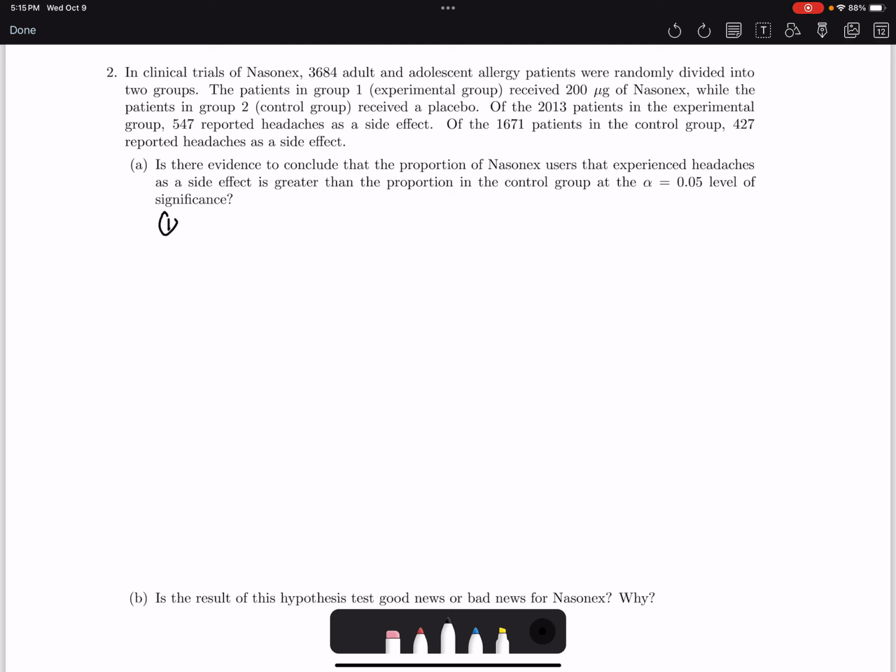Well, the null hypothesis is going to be that there's no difference. The alternative hypothesis is going to be that P1 is greater than P2. So it looks like another right-tailed test. We want to know if the patients in the experimental group, that's group 1, have a greater proportion of headaches than the people in the control group 2. So let's see what the sample evidence has to say.